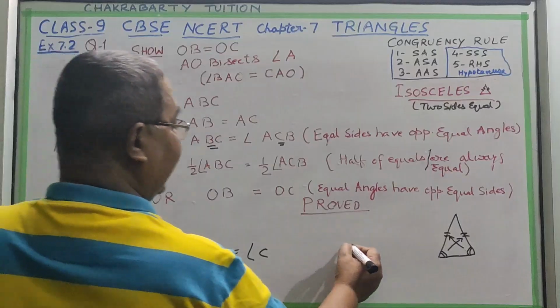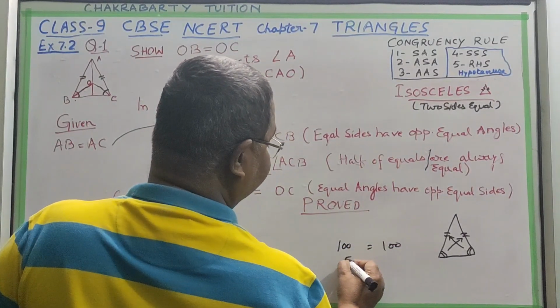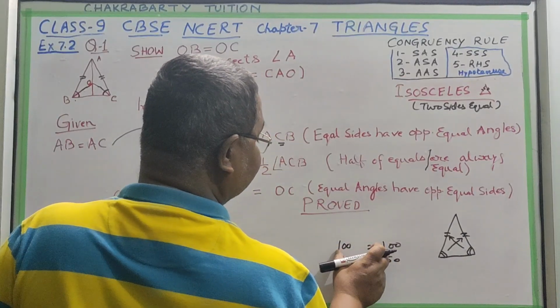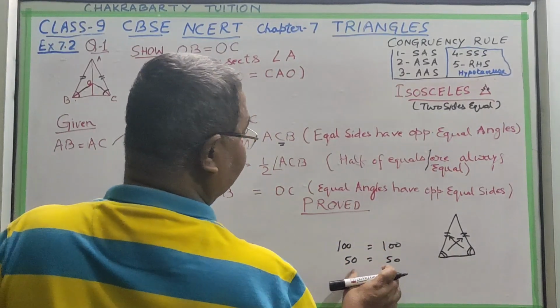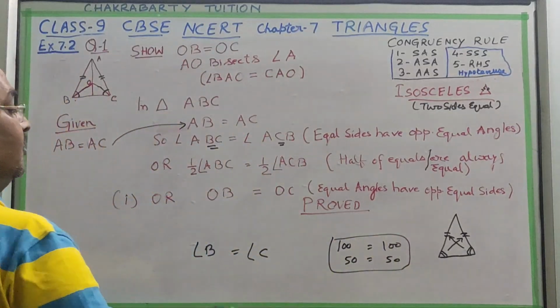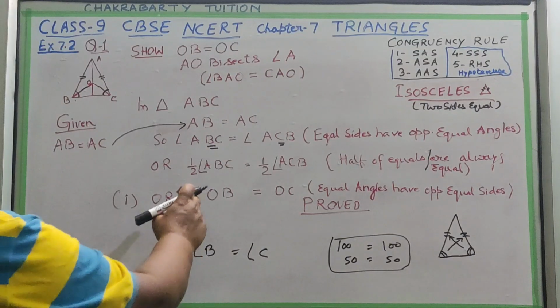Like 100 and 100, if you make half, it is 50, and here also half is 50. So if two things are equal and you make half of it, it will always be equal. This is also one axiom. Axioms and postulates are there, and you have to keep those in mind also. Okay, so half of it.